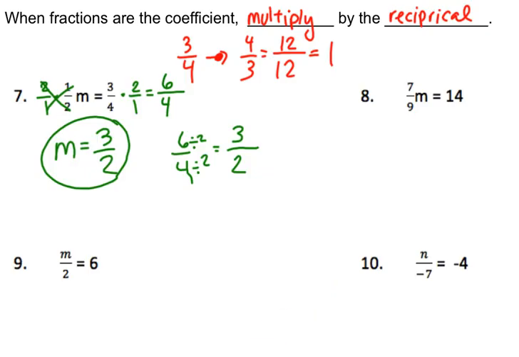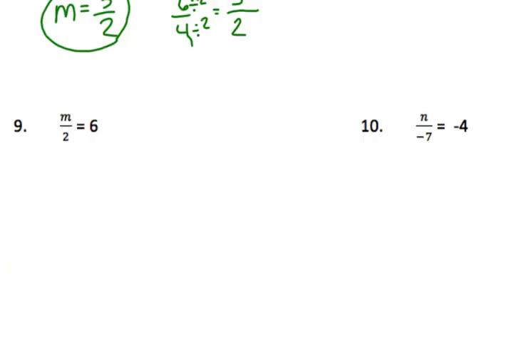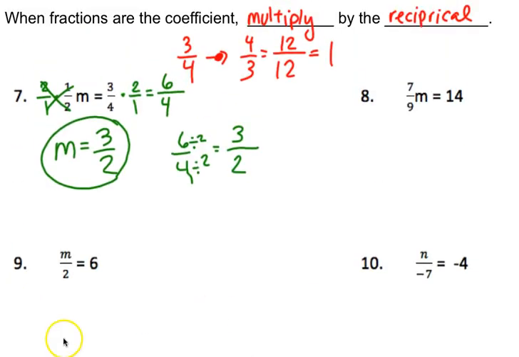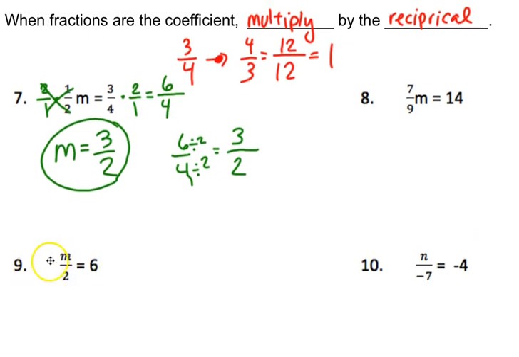Alright, let's try number 9, and I'm going to have you guys do 8 and 10 on your own. So number 9. I don't have a fraction out front. I have m over a 2, and that over means dividing by. So they are dividing by 2. The opposite of dividing by 2 is to multiply by 2. So I'm going to put a little dot to represent multiply by 2. When I do it to one side, I got to do it to the other side. So I'm going to say dot 2. You could use parentheses if you wanted to as well.